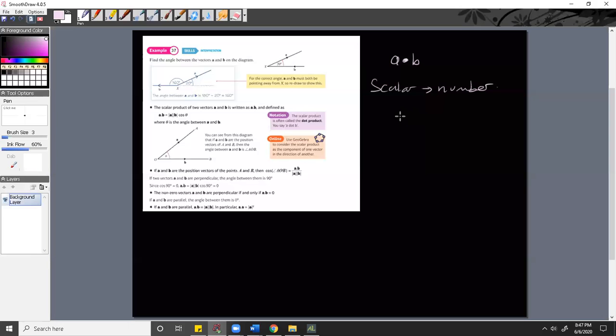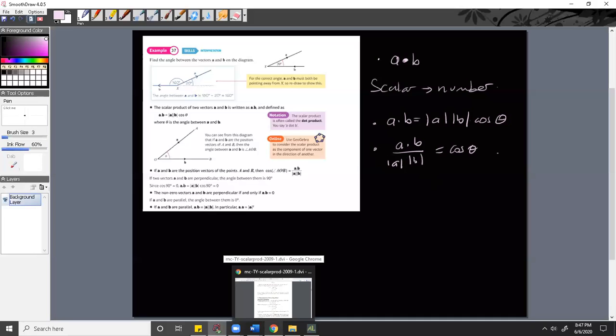Similarly, the scalar product is also used with angles between vectors. So for example here, you've got this formula: the dot product of A and B is equal to the modulus of A times the modulus of B, or its magnitude, times the cosine of the angle between them. Obviously this can be extended to A dot B over the mod of A times the mod of B is equal to the cosine of theta.